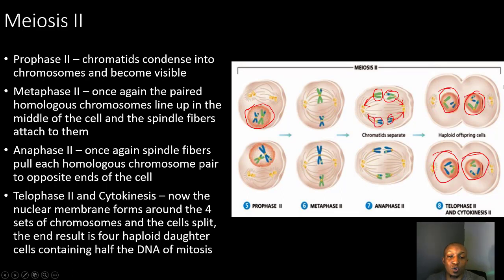And then in telophase 2 and cytokinesis, now the nuclear membrane forms around the 4 sets of chromosomes and the cells split. The end result is 4 haploid daughter cells containing half the DNA of mitosis. So let's take a closer look at that. So here's 1 daughter cell, 2 daughter cells, 3 daughter cells, 4 daughter cells.